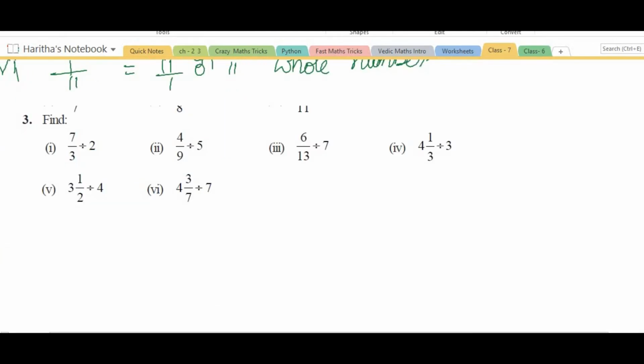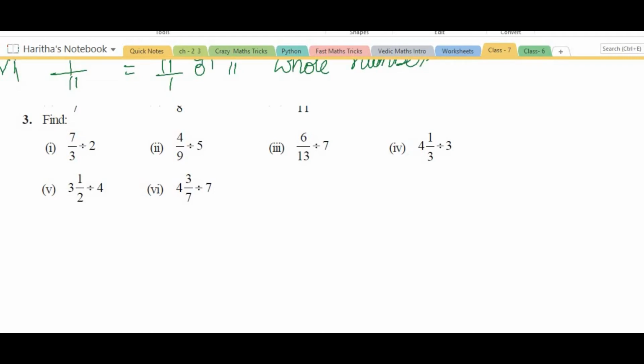So here he is asking find. So simple, as simple as your previous questions, but here if you observe one thing, he has given after the division symbol all whole numbers. You are not having a fraction at all. In the previous question we had fractions. That is the reason we did the reciprocal.